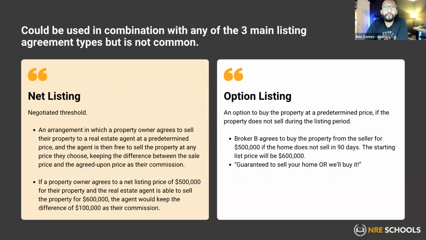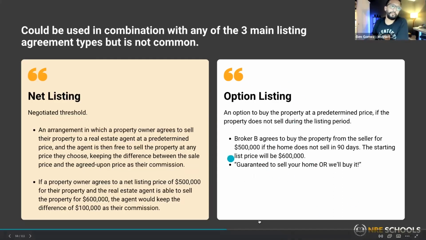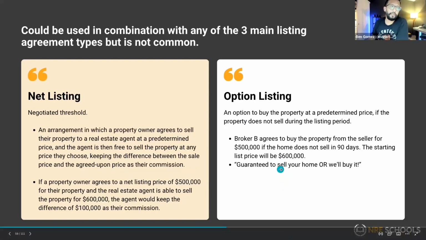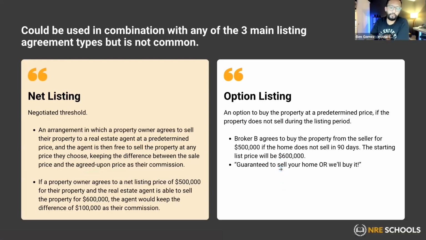Has anybody ever seen that type of advertising by a real estate agent? You say, oh, guaranteed to sell or we'll buy it. Yeah, of course you'll buy it, but not at the price that you are listing it for. Any property is going to sell if it's 75% off. Of course you will, but I'm sure there's some type of written agreement for this. That would be an option listing. An option listing is where a broker, real estate agent agrees to buy a property for a predetermined price if it doesn't sell during said period.